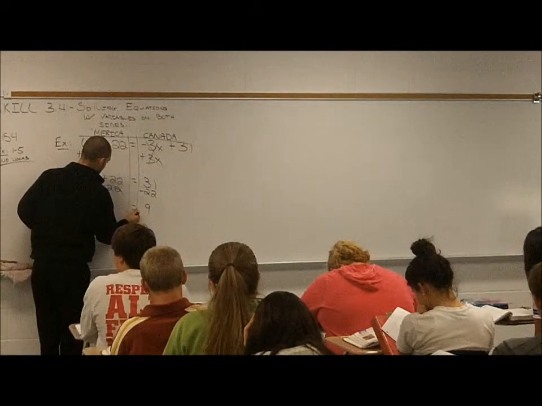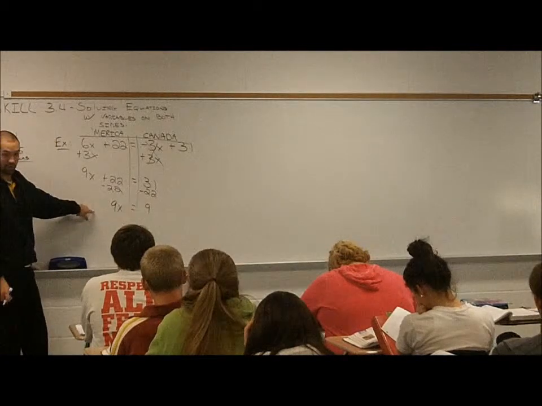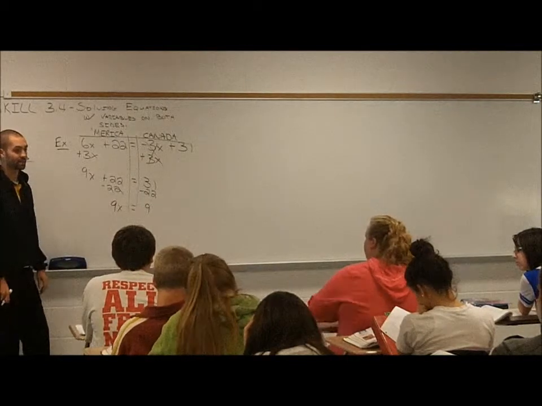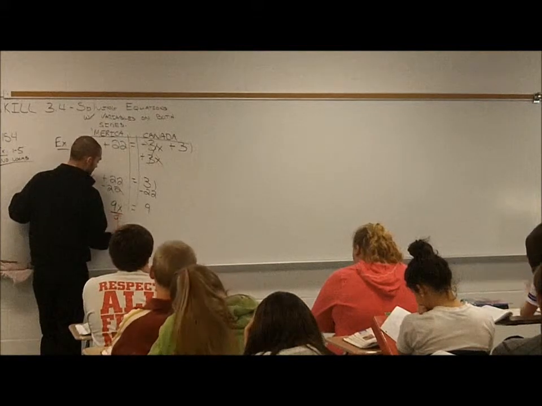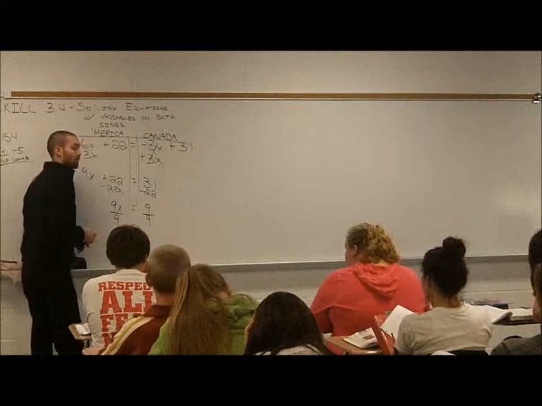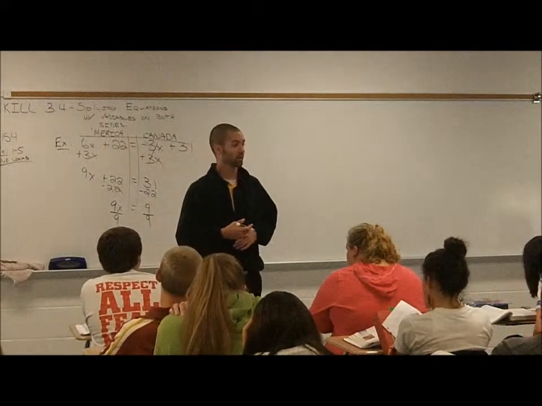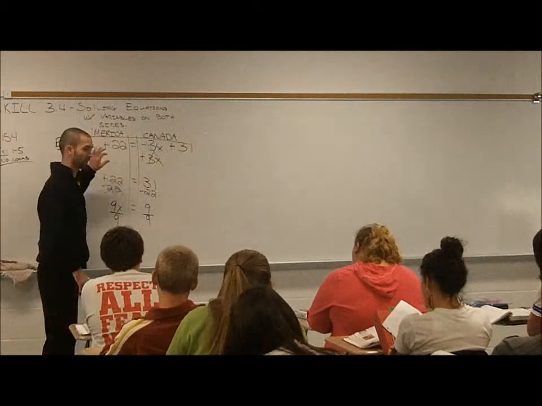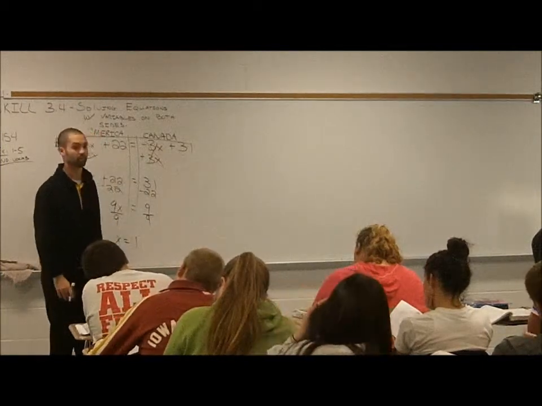I get 9 is equal to 9x. And guess what? Now we're back to skill 3-2. One step equation. How is this 9 connected to x? Multiplication. So I need to divide by 9 both sides. X is equal to 1. Bada bing, bada boom. Okay? So the main focus here is that you get your variables on the same side, and then you get your constants to the same side. Okay?